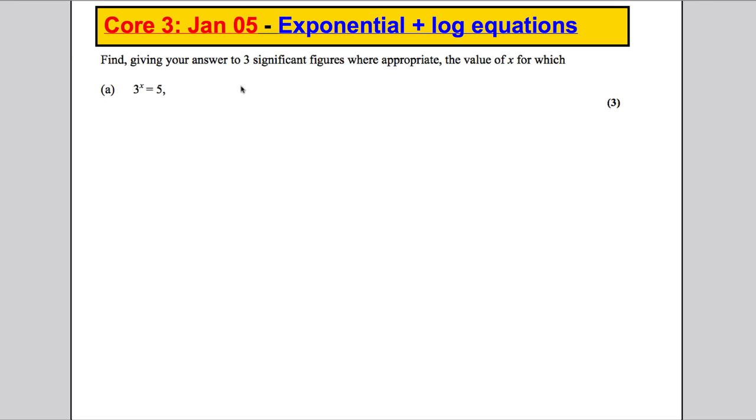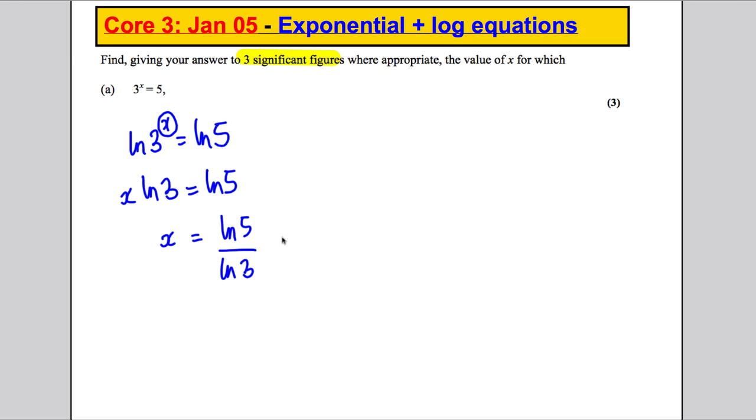Okay, we'll do the first one. This one says solve, but it says give your answers to 3 significant figures where appropriate. So we can take natural logarithms of both sides, and I would say that ln 3 to the x is equal to ln 5. Bring down the exponent, x ln 3 is equal to ln 5, and dividing both sides by ln 3, x is ln 5 over ln 3. Now it asks you to give your answer to 3 significant figures, so you can tap in your calculator natural logarithm of 5 divided by natural logarithm of 3, and you get yourself, to 3 significant figures, 1.46. And you're done for part A.